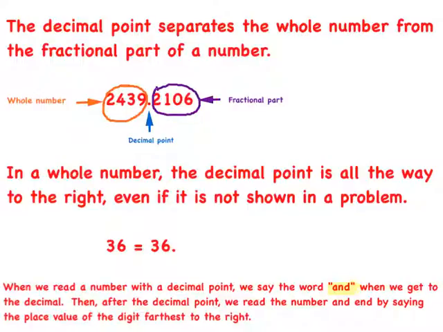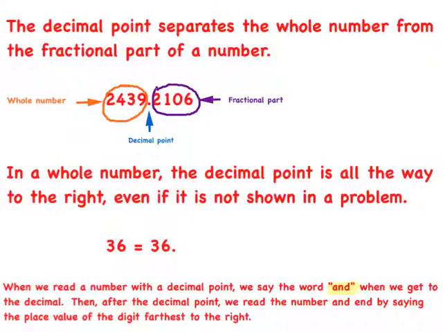And in a whole number, the decimal point is all the way to the right, even if it's not shown in a problem. For example, if I were to look at the number 36, I don't see a decimal point there, although it is actually right here. We don't normally write it just simply because it's understood that if there are no parts, then we don't need that decimal point. But it is actually right there after the 6.